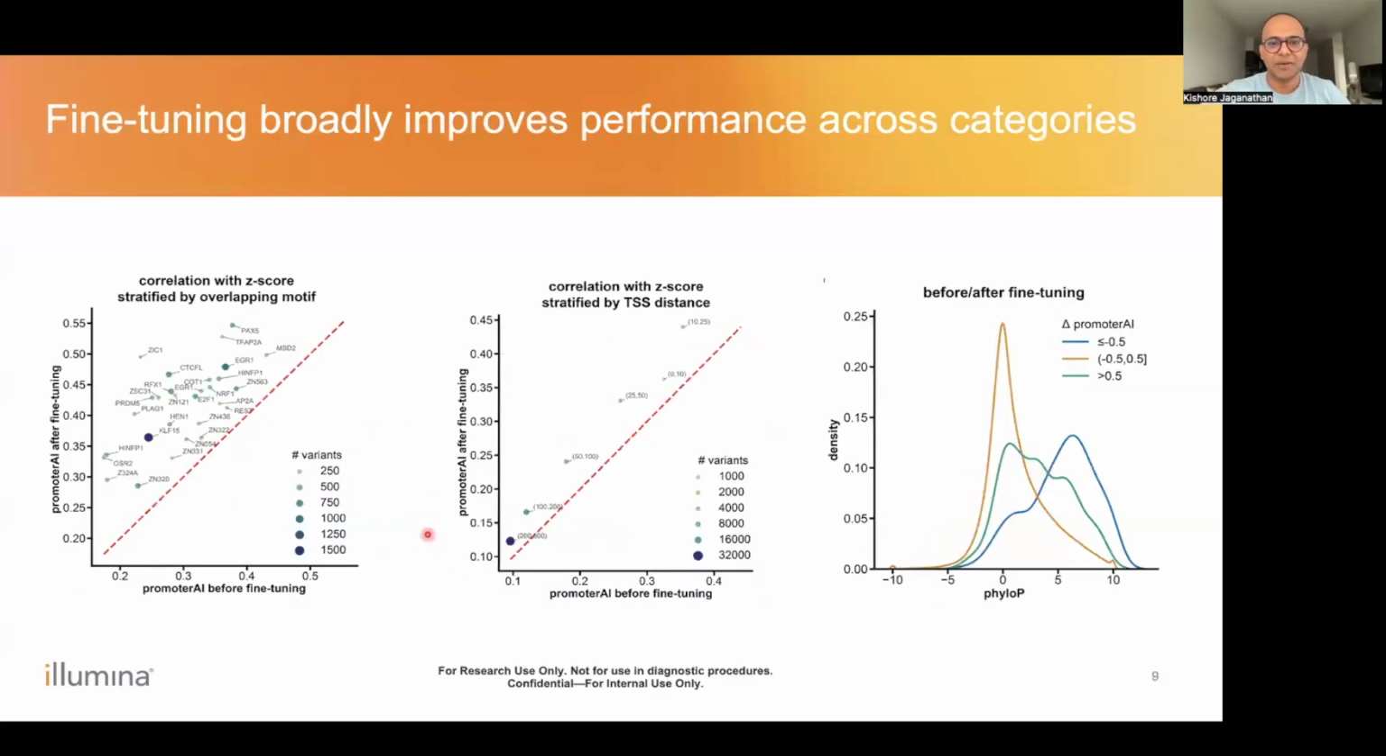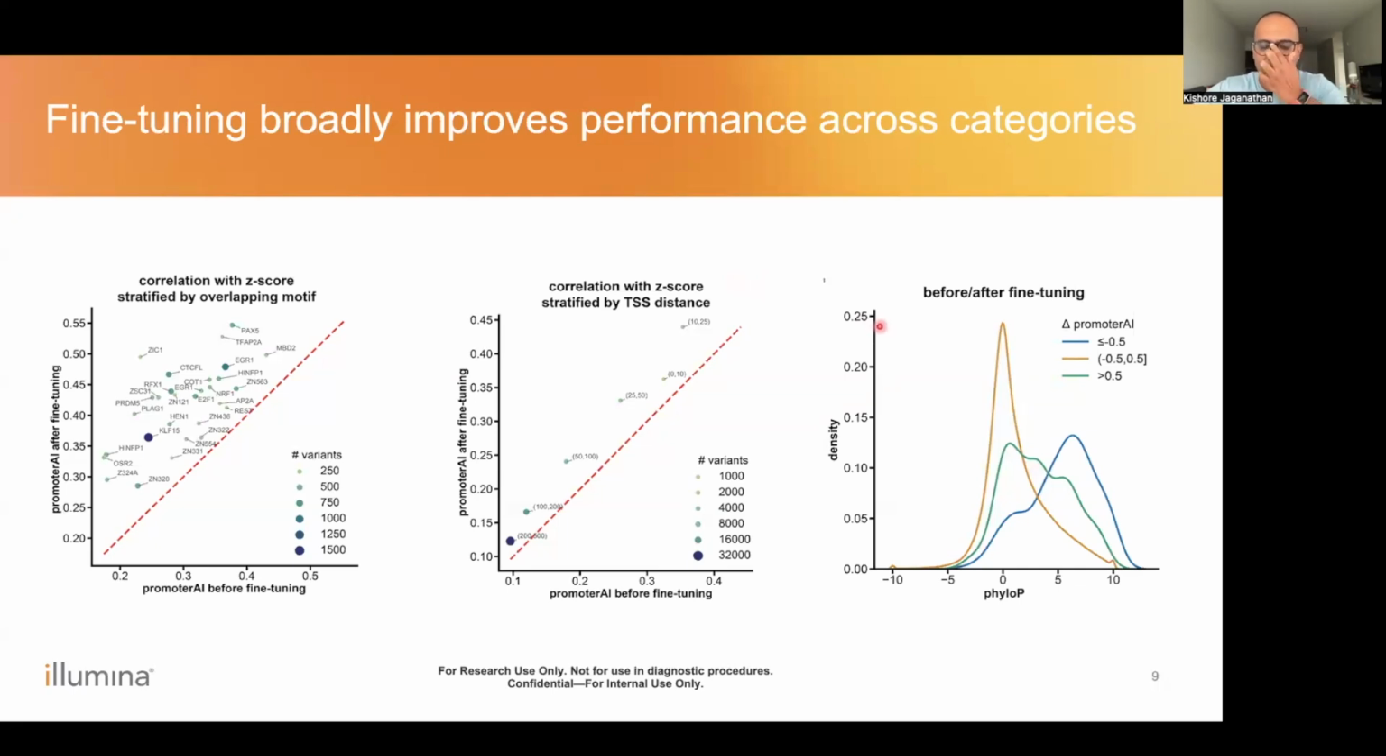Also, we wanted to see if fine tuning only works within specific distances, or if it goes even further away from the TSS. So for all of this project, when we say promoters, we mean TSS plus minus 500. We don't go beyond that. And we do notice that within that plus minus 500, fine tuning in general increases the performance across the entire distance range, and it's not localized to any specific distance windows from the TSS.